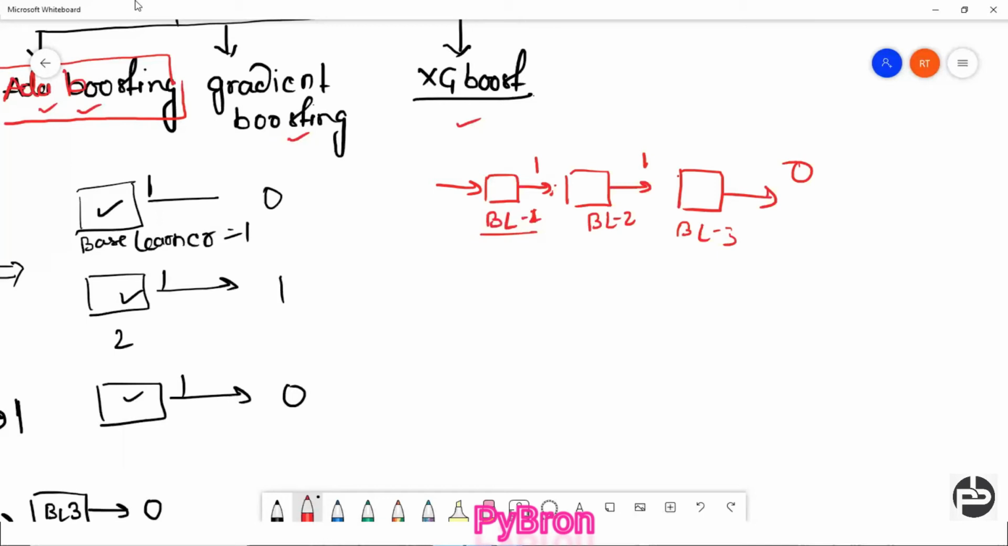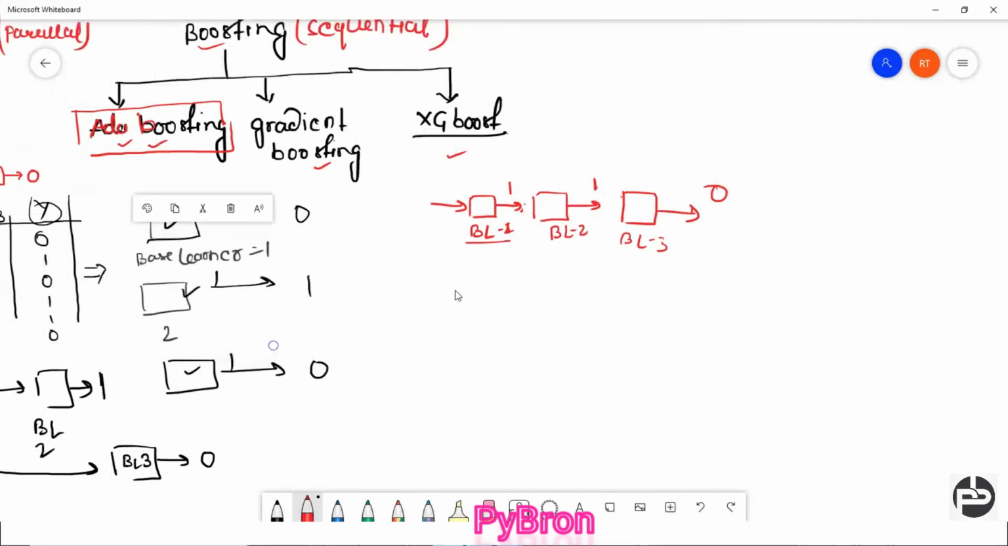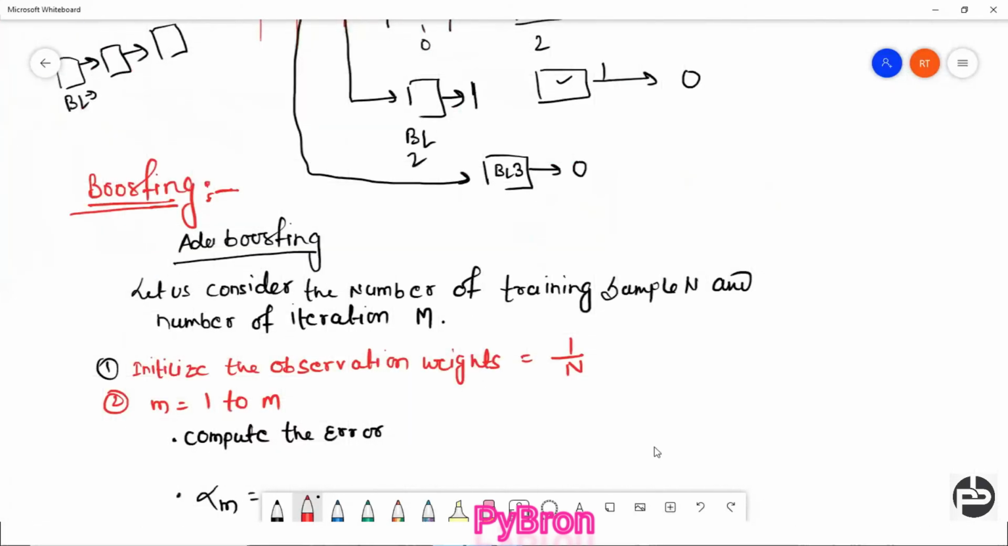Okay, so now let's see. And here one more thing, in case of bagging, each base learner has the same weight, but in case of boosting, each base learner will have a different weight. That weight initializing technique we are going to see here. Okay, just try to understand. Let me go to this section, one minute.